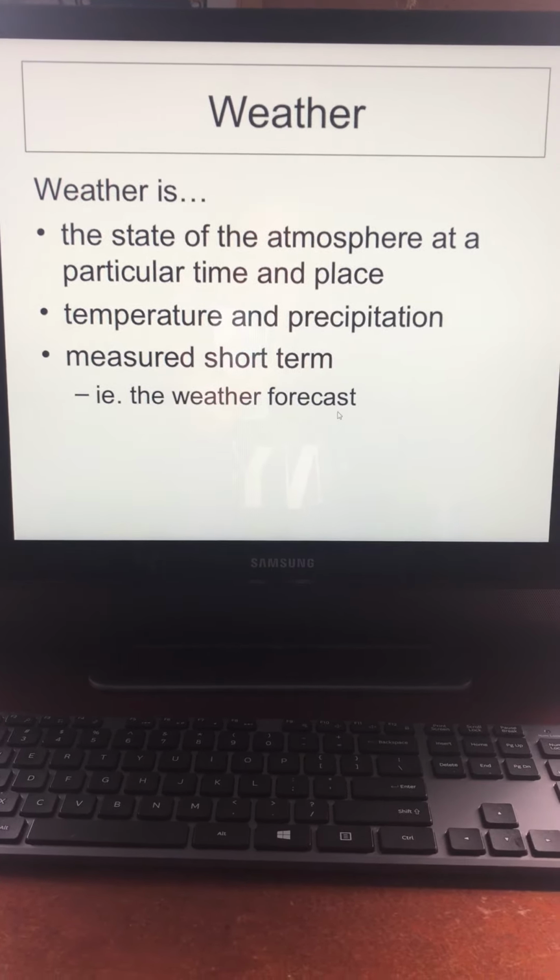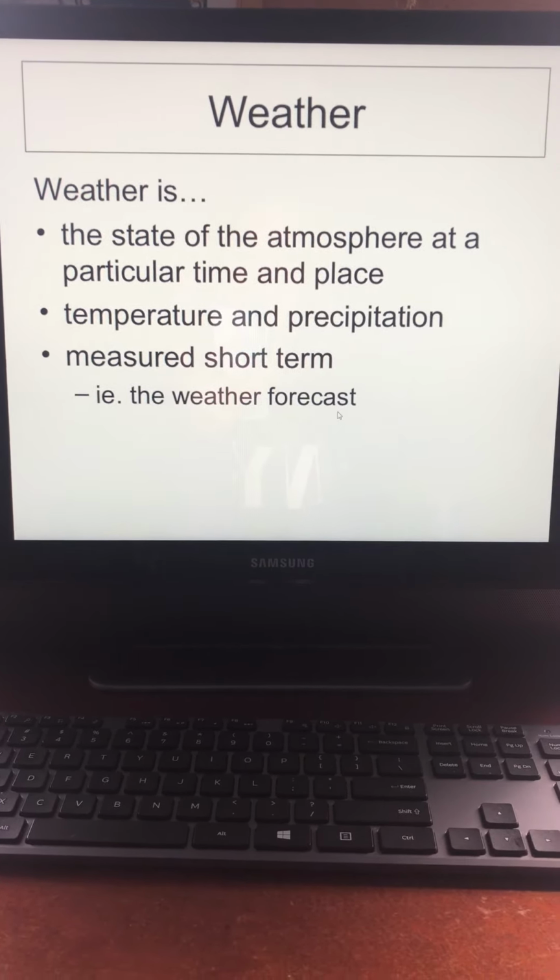So every day, if you do watch the news, there is a section of the news that includes the weather forecast. Most of you know that my son is studying to be a meteorologist, and that is someone who studies the weather and forecasts the weather. So this is something that happens daily.